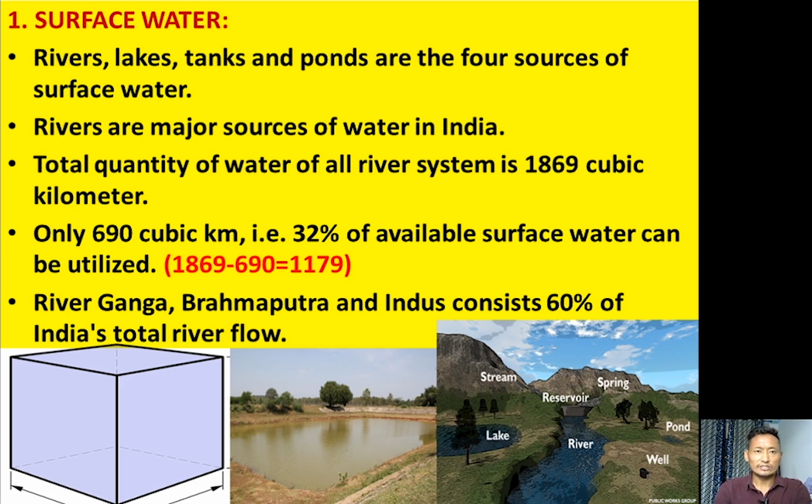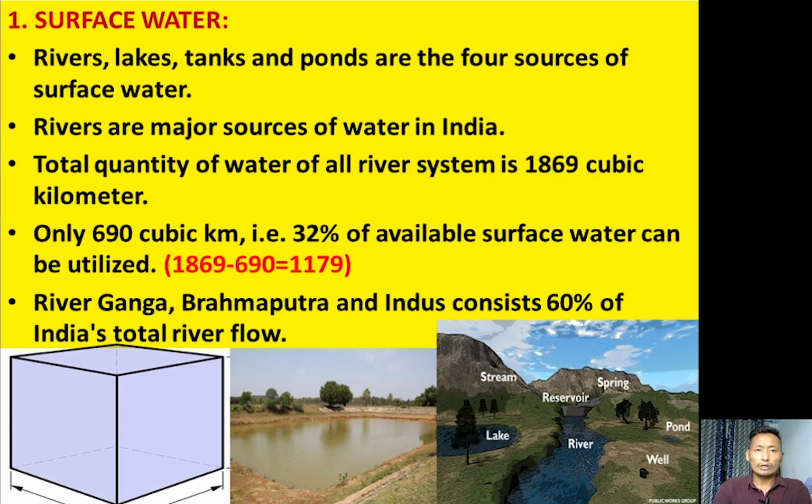Sources of surface water are rivers, lakes, tanks, and ponds. Ponds are very small, much smaller than lakes. These are the four main sources of surface water in India. Among the four sources, rivers contribute the maximum amount of surface water in India. That means rivers are the most important or major source of surface water in India.